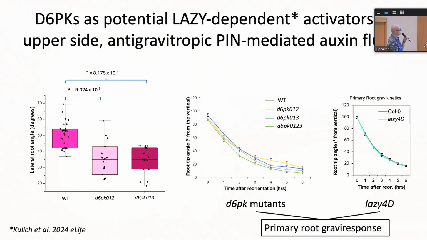So here are two D6PK triples. There's the wild type. You can see they're very much more vertical. Interestingly, just like lazy 4D, we don't see any primary root gravitropic phenotype in any of these mutant combinations, yet we have this really significant lateral root phenotype.